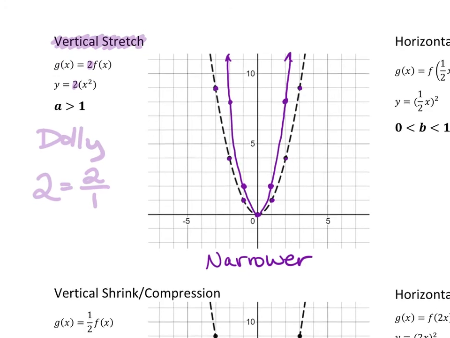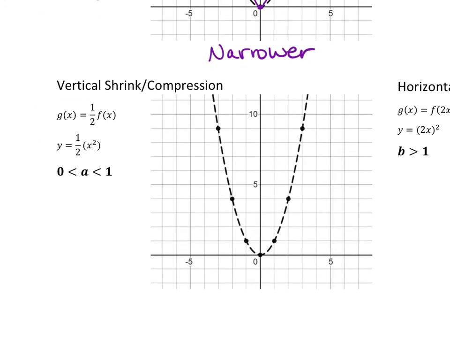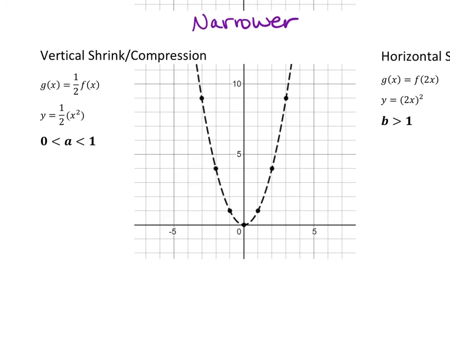But if we multiply a number in front that is not a Dolly Parton number, but is instead a JLO number, bigger on bottom, we're going to be looking at what's called a vertical shrink or compression. But I'm going to use the phrase vertical shrink. You just might also see compression in places. Now this number again is a JLO number. JLO numbers make my graphs wider.